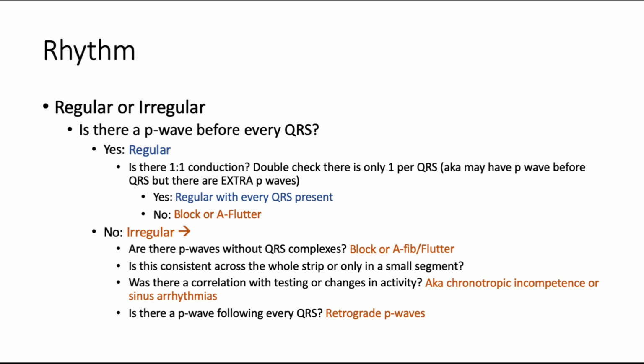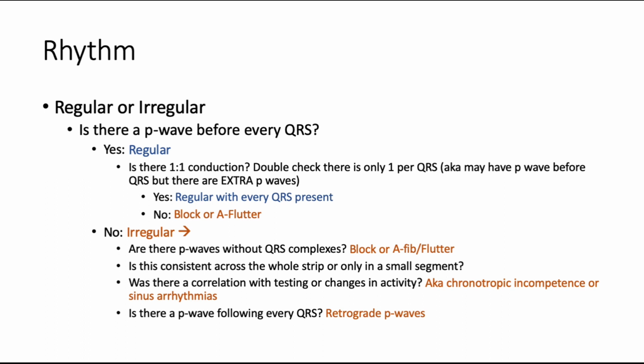First, we're going to start with the rhythm. We're going to say, is this regular or irregular? And the way that we answer that is by looking at the P wave. So I want you to look and see if there's a P wave before every QRS complex. Usually I start by looking all across lead 2 or whatever your bottom strip lead is, and that will tell you with relative confidence if there's P waves before every QRS in the other leads. Now, if there are P waves before every QRS, that's considered regular. If there aren't, it's irregular.